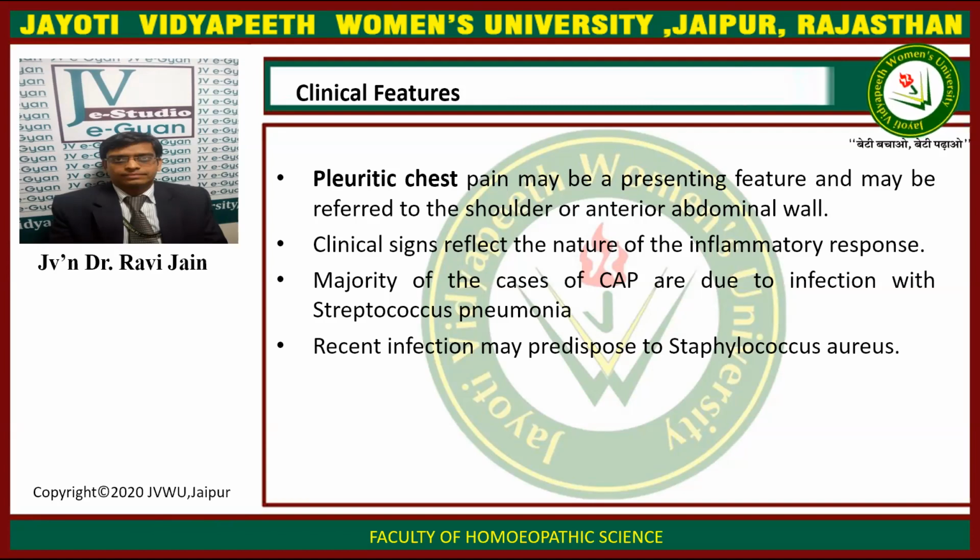The clinical signs reflect the nature of the inflammatory response. The majority of cases of community-acquired pneumonia are due to infection with Streptococcus pneumoniae. Recent influenza infection may predispose to Staphylococcus aureus.